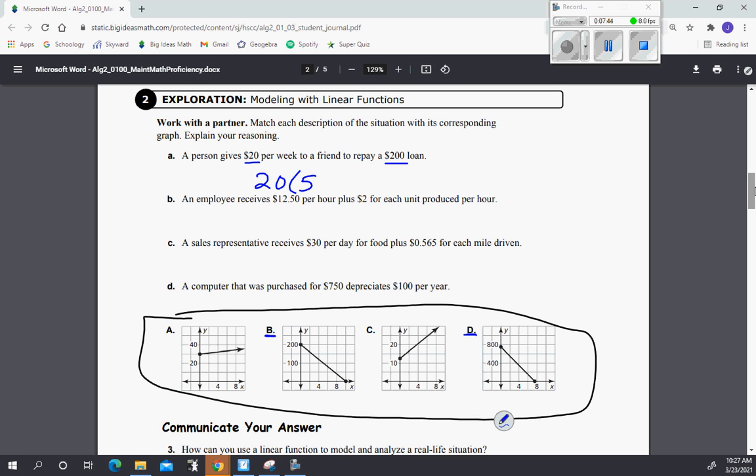Well, it'd be 5, right? Because 20 times 5 equals 100. So at week 5, we should be at 100. So I'm going to go to graph B. Look where number 5 is. Right here. If I go up, look where it's at. It's at 100. So you know that this graph up here is graph B.